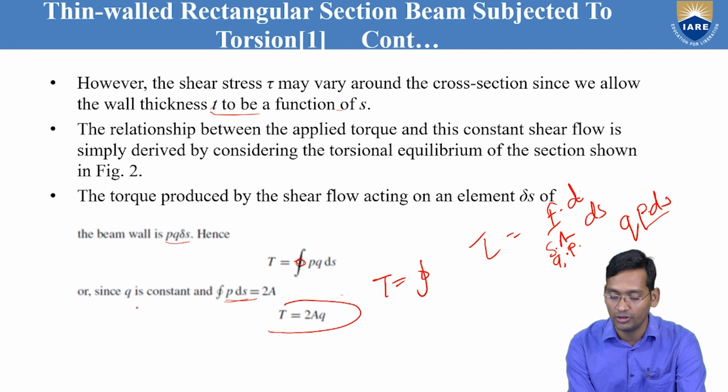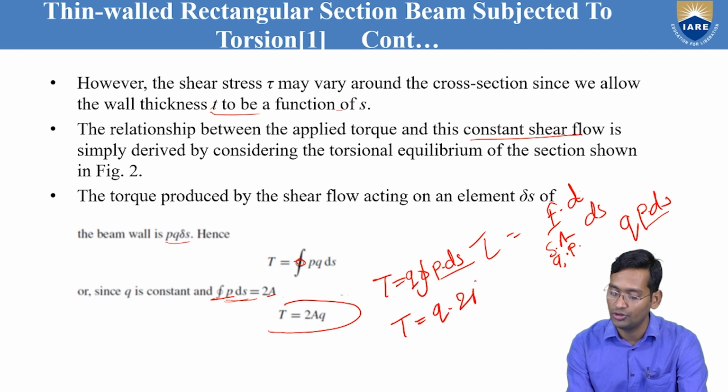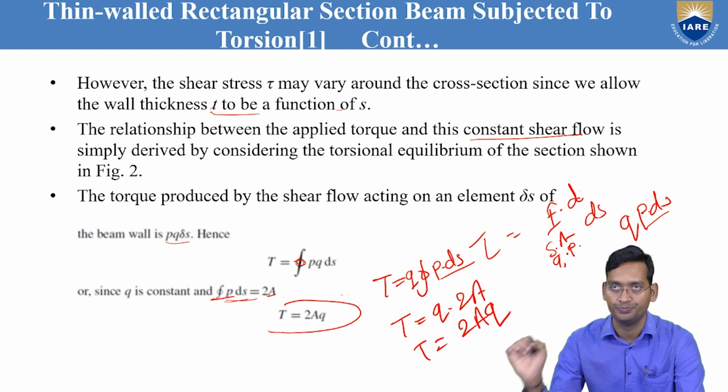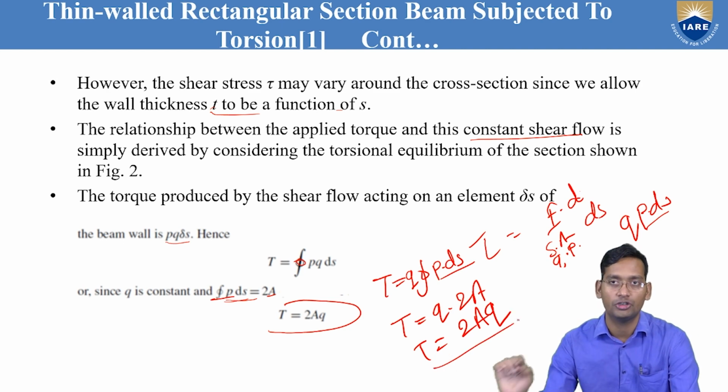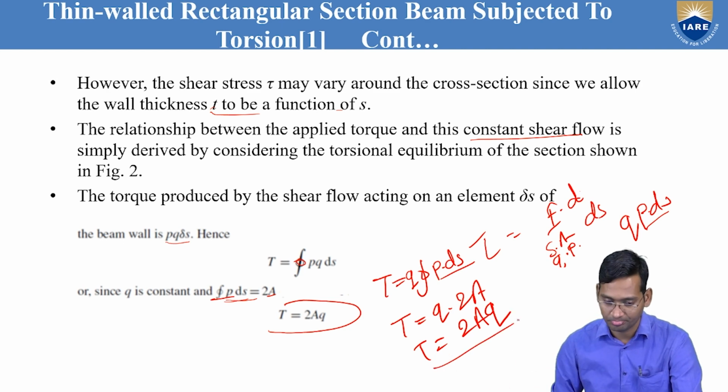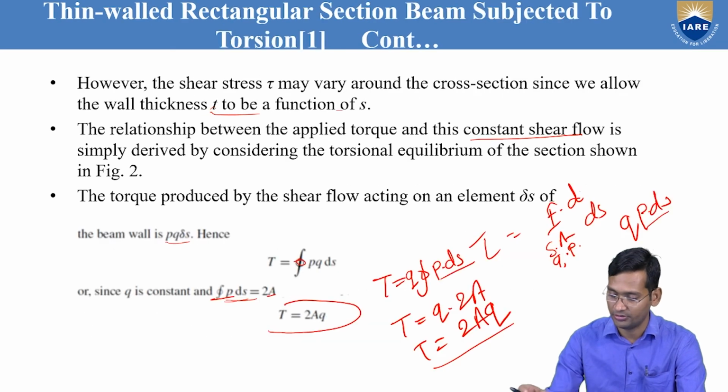so just see, what is that? Q is constant, that we had already seen here. Constant shear flow, right? So T equals to q out of the integral, and then p ds. So this closed integral of p ds is 2A, hence T equals to q into 2A, that is T equals to 2Aq. So now we have the torque.